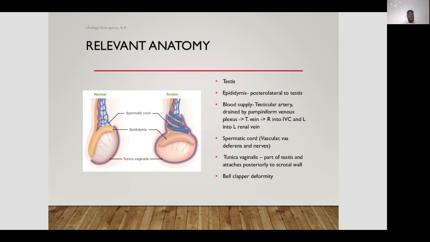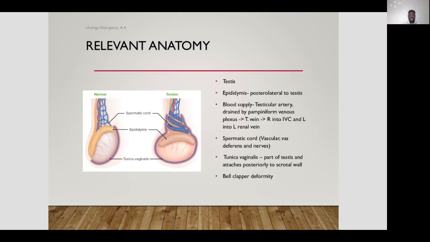Talking about the intrascrotal content itself, pain can arise from any of the epididymis, the spermatic cord, and the testes itself. The testes, as we know, is the area for sperm production. It is covered adherently by the tunica albuginea, which is the fibrous covering of the testis itself, and it is overlaid by the tunica vaginalis, which is like an extension of the peritoneum. In between these layers, you have small fluids which allow free movement and prevent friction.